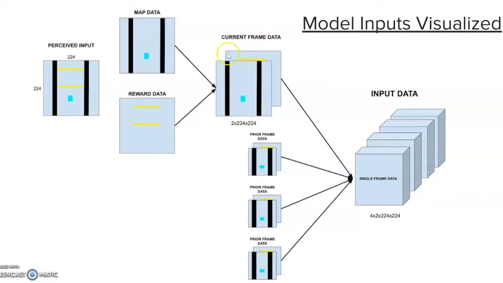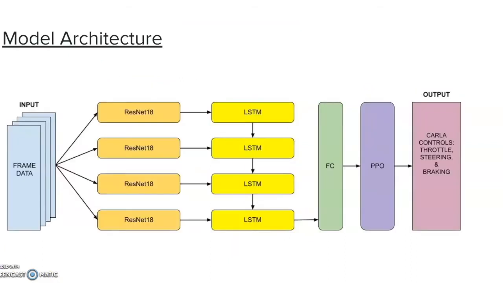They're then stacked together, and one stack of 2 by 224 by 224 represents one frame in time. We take 4 different frames in time and stack them together to create our input data. This input data is then passed into our model architecture. Each frame of data goes through a ResNet before all 4 frames are then compiled by an LSTM to make sense of the sequence.